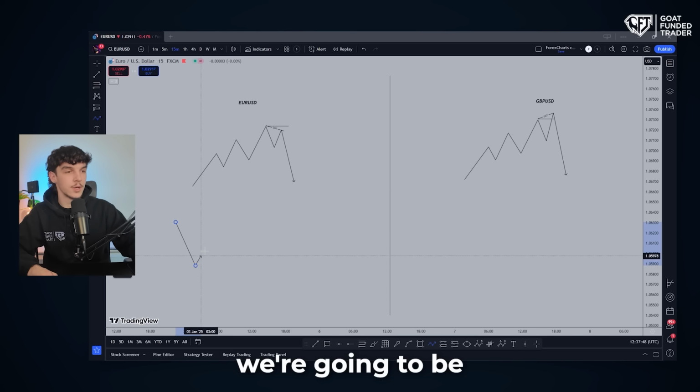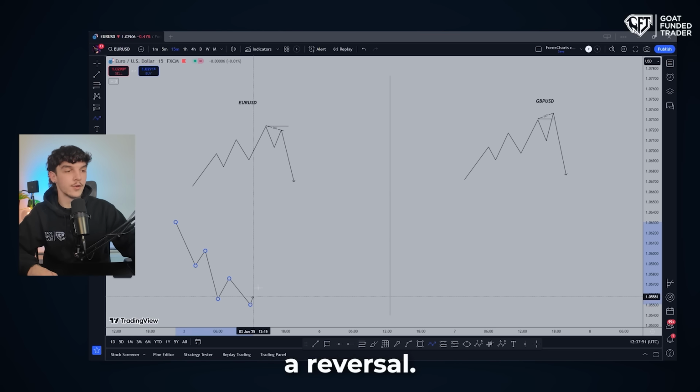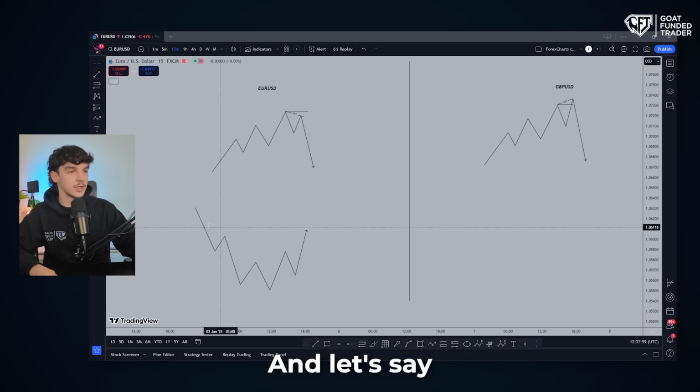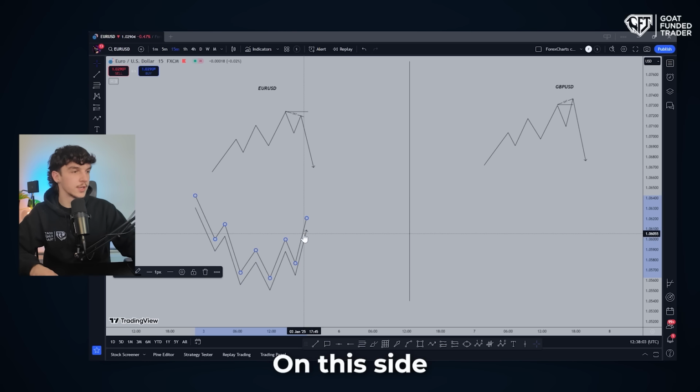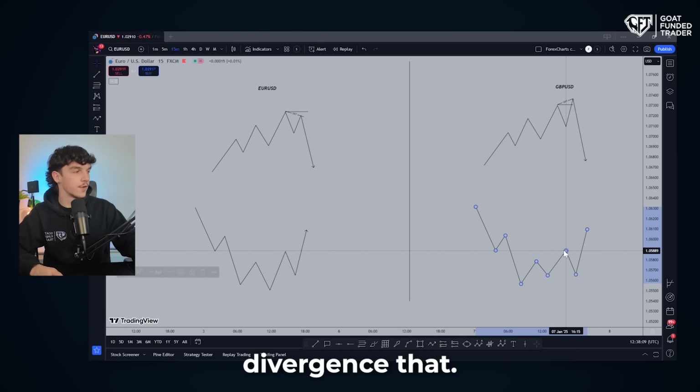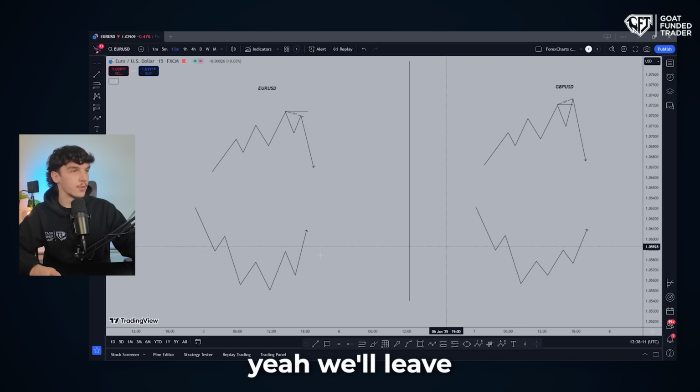For the downtrend, of course, we're going to be in a downtrend and we're going to be looking for a reversal. Let's say, for example, we create something like this. We're going to be looking at these lower lows. And let's say we copy this and put it on this side. We can see that the market here might create a higher low. So there's our divergence there, and we'll leave that as is.